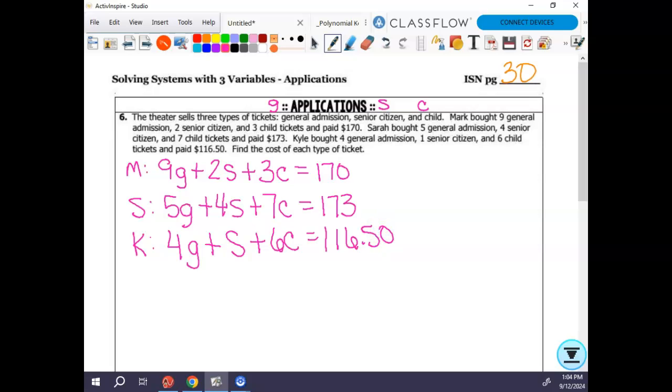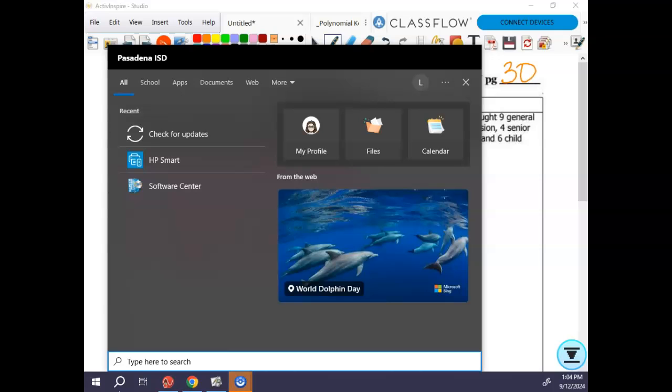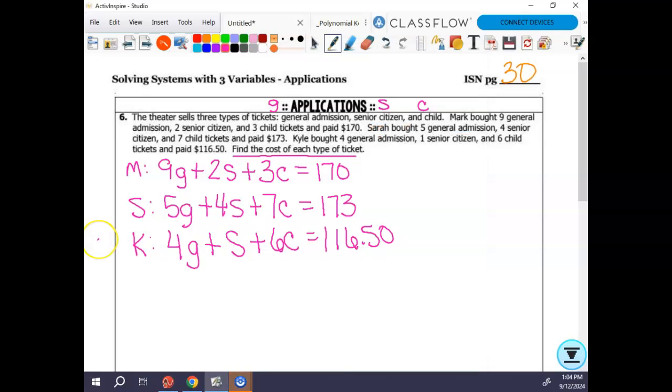Then it says, find the cost of each type of ticket. This is also what can help you if you're not sure what your variables even represent. Well, this is what you're looking for, so that's what it has to represent. You with me on that? Any questions at all at this point?